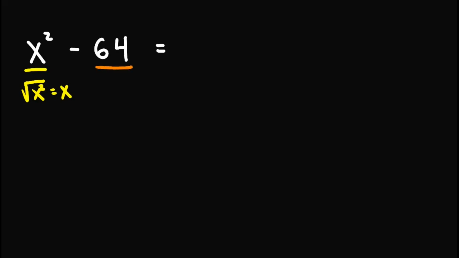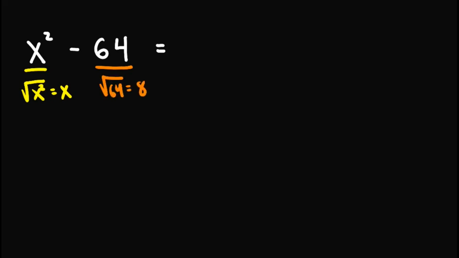Let's have x squared minus 64. Now the key in applying this method is to first check this first term out here if it is a perfect square. Clearly it is a perfect square since the square root of x squared is equal to x. And the same for the last term. If we check the last term, we can see that the square root of 64 is equal to 8.